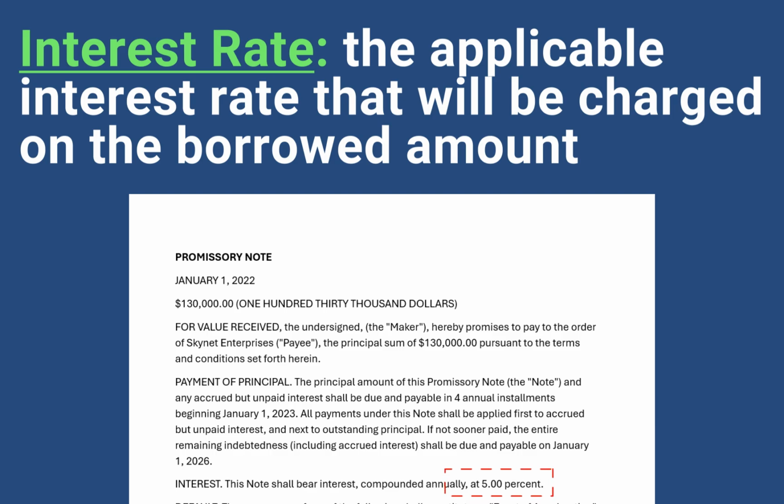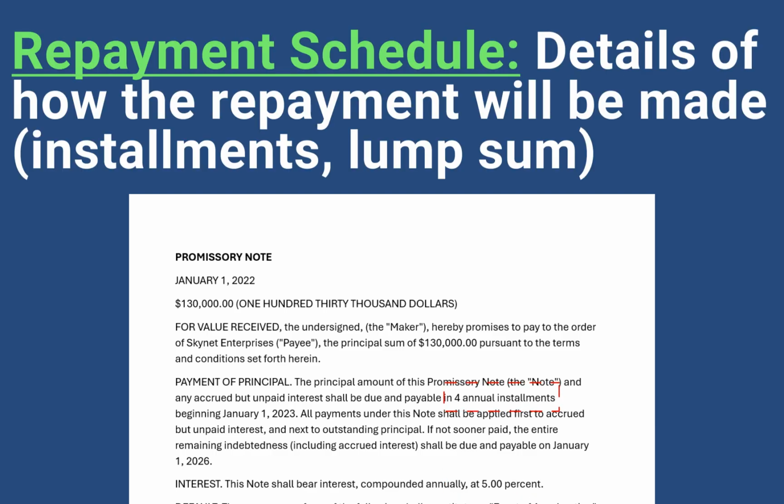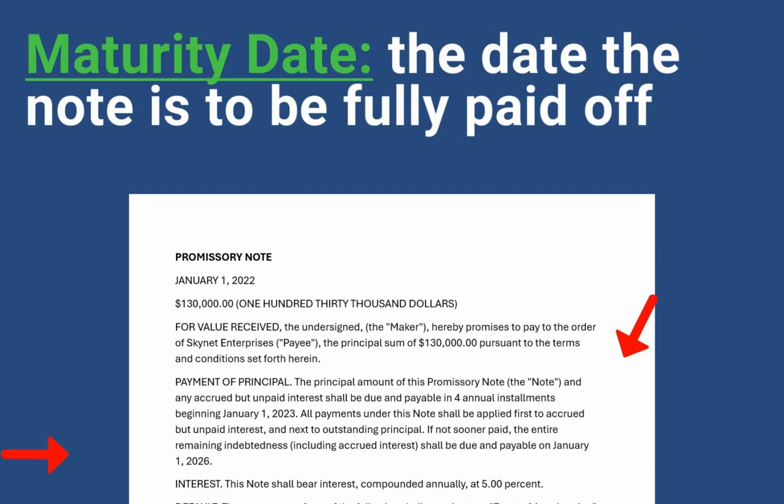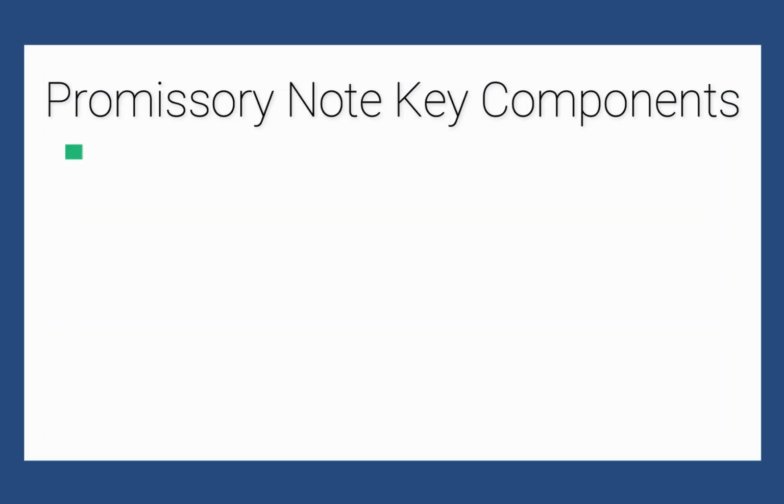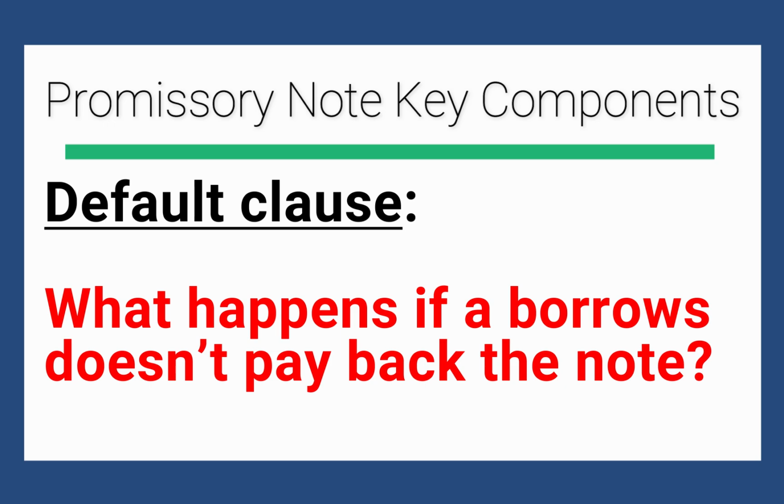The repayment schedule, is it monthly? Is it quarterly? Is it annually? When do you have to make payments on the promissory note? And then the maturity date. When does the promissory note mature? When is it fully due? When does it need to be paid off by? And then also you're going to see items like a default clause. What happens when the borrower defaults on the loan? It does not pay the lender back for what they've borrowed.